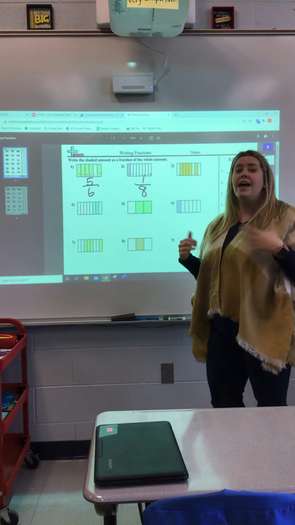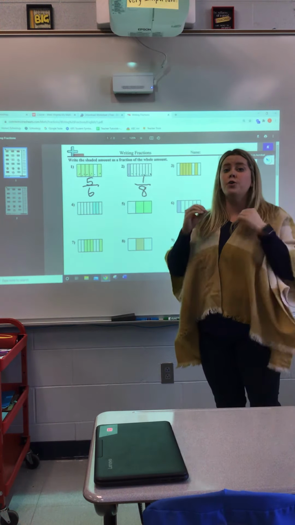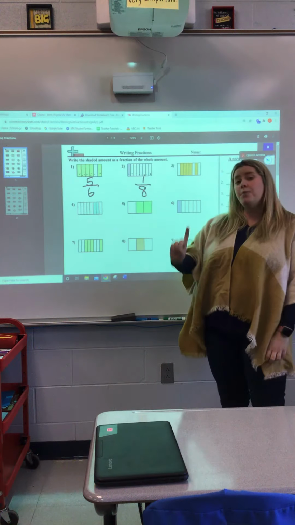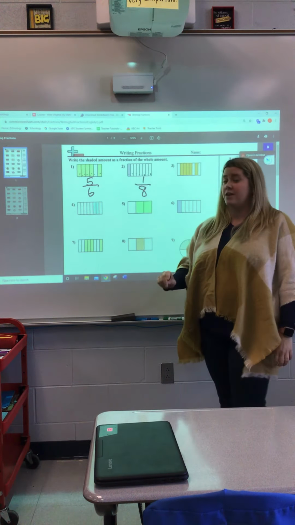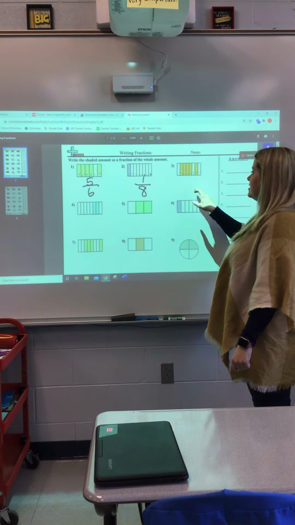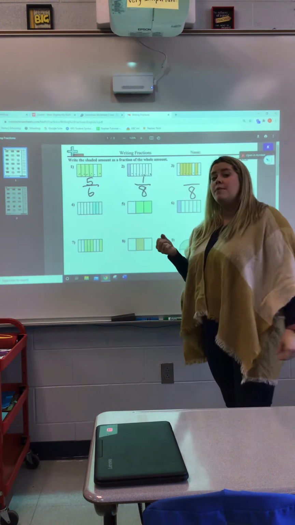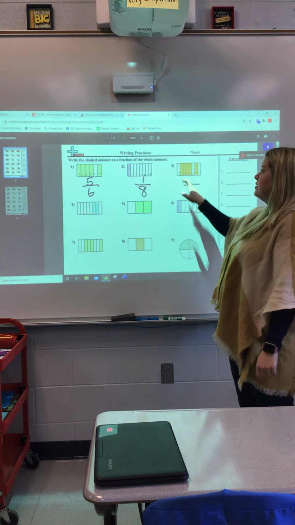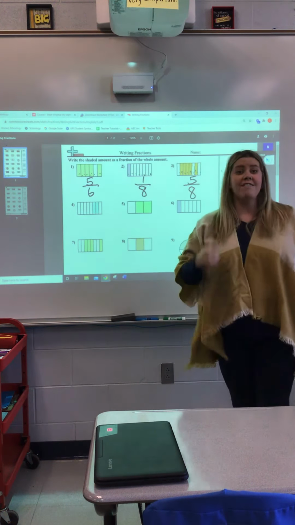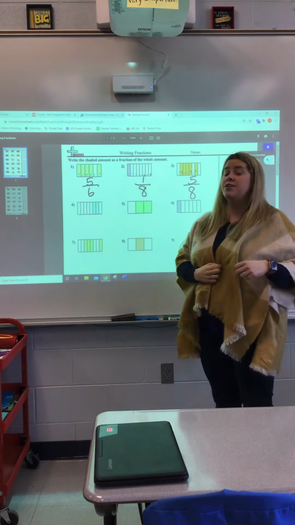All right, number 3. Again, just like always, let's start with our denominator. How many total parts? So when I say total, I mean you count the whole thing: the parts that are shaded, the parts that aren't. So 1, 2, 3, 4, 5, 6, 7, 8. My denominator will be 8. To figure out my numerator, I'm going to count those shaded parts. 1, 2, 3, 4, 5. 5/8.